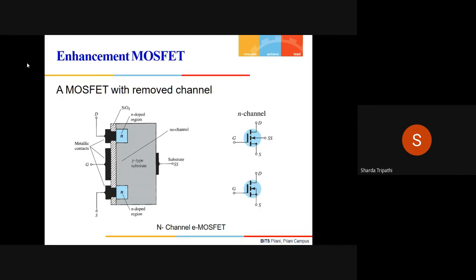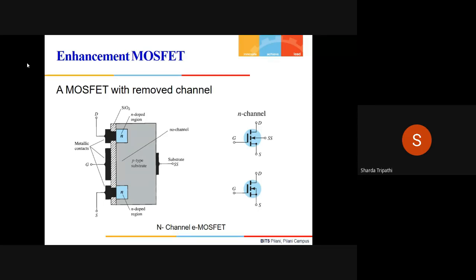So in the last class, we finished our discussion on the depletion type MOSFETs. As of now, we have done two types of FETs. The first type was the junction FET, that is the JFET, and the second type was the depletion type MOSFET. And if you recall, the difference between both of them was that the JFET will work only with gate to source voltage less than 0, whereas the depletion type MOSFET can work both with VGS less than 0 as well as VGS greater than 0.